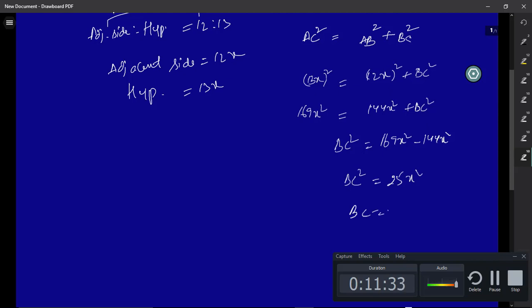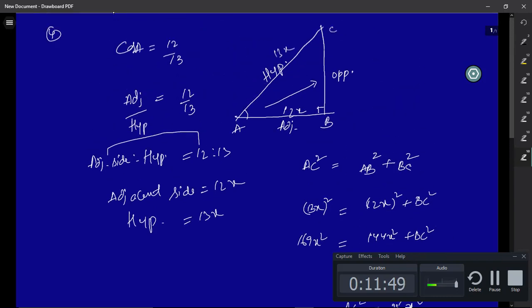If I remove square from the left hand side, I'll have to put a square root on the right hand side. Square root of 25x square is 5x. So BC is 5x.